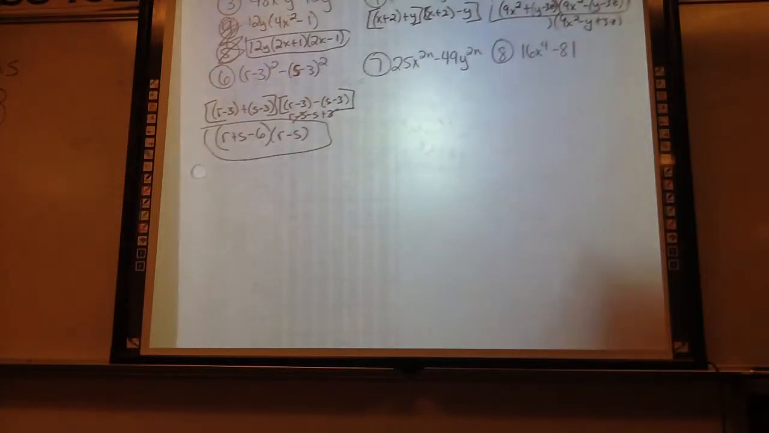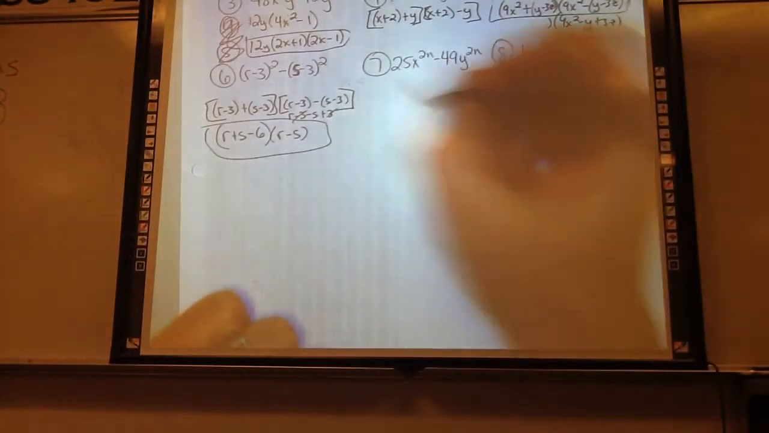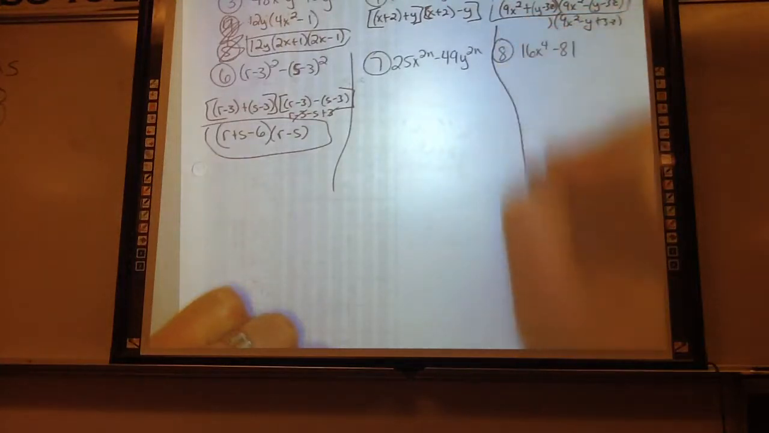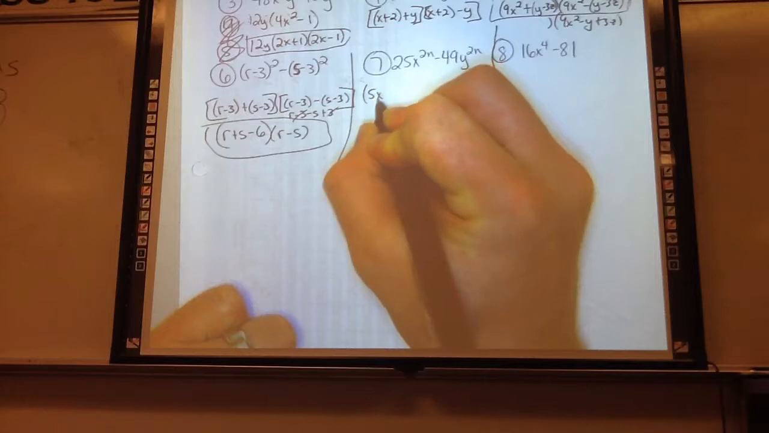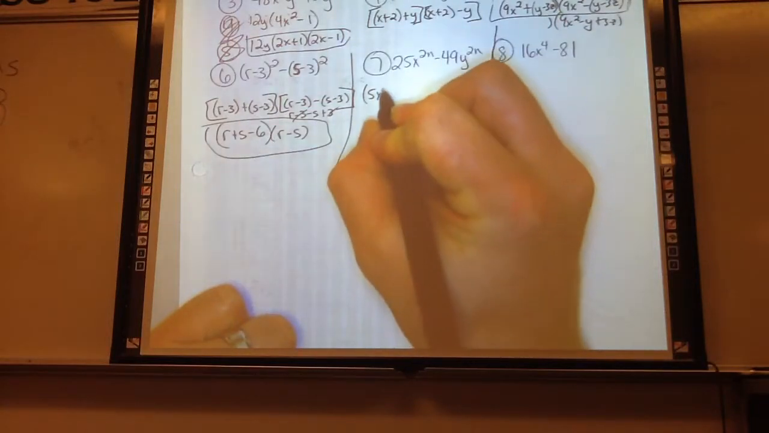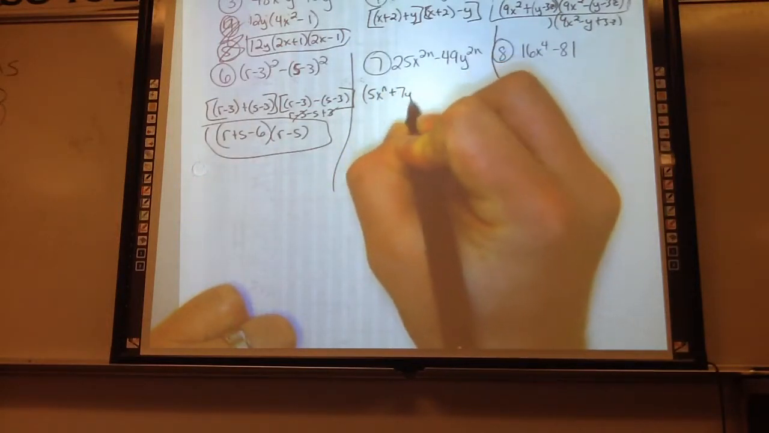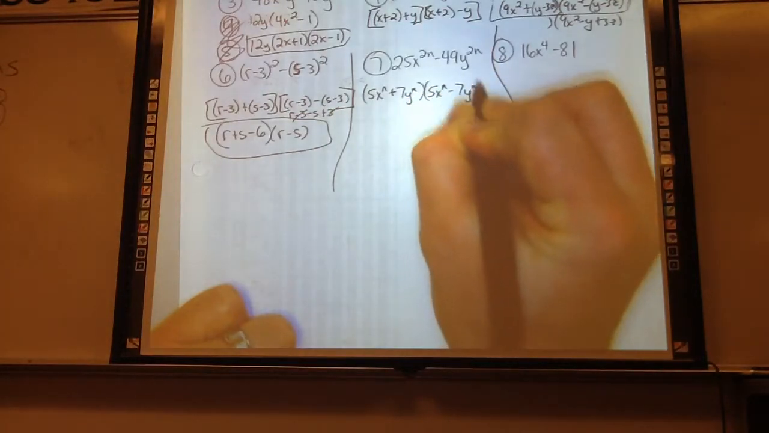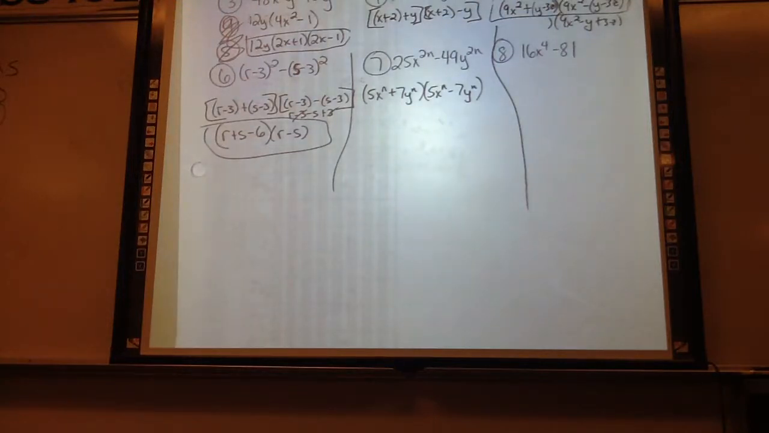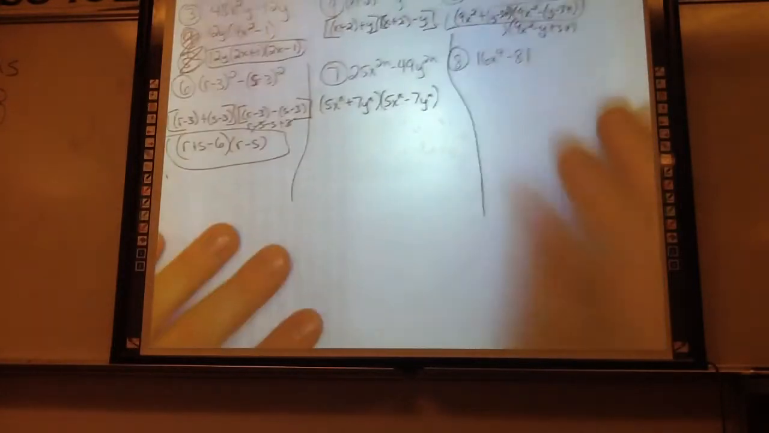Oh, here's a good one. I love this one. 5x to the n plus 7y to the n, and then 5x to the n minus 7y to the n. Yes, I got that right. That's it. Difference of 2 squares is what you do. The square root of one, the square root of the other, a plus and a minus.